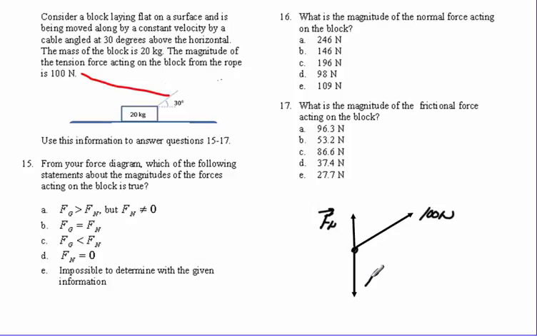And this will be the force of gravity, which is equal to 20 kilograms times 9.8 meters per second squared. We'll go ahead and put the values into here. That's 196 newtons.